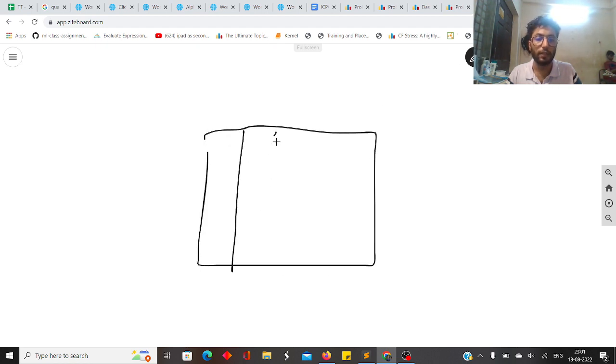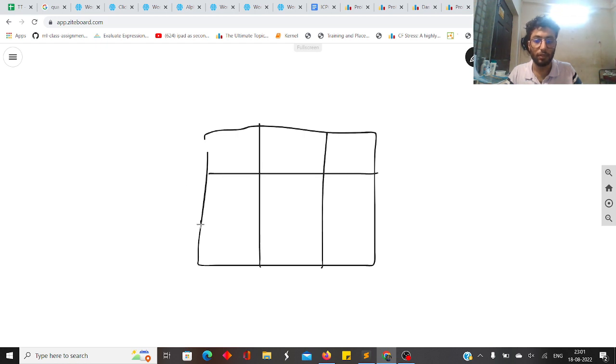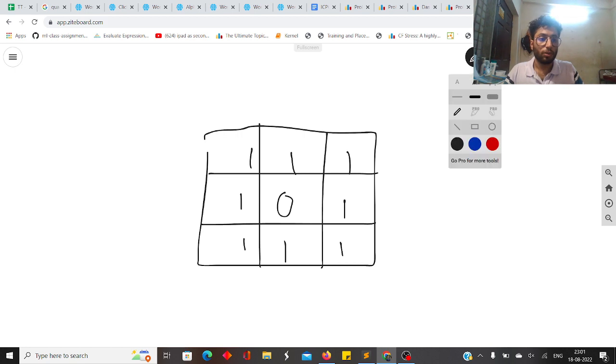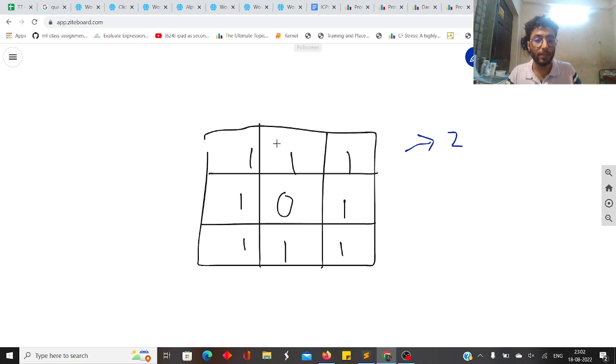Let me try a simple case. Let me say there was only one 0 present in the matrix. So let's say this element is 0 and the rest of the elements are 1. No matter how I start, there is no way in which in the first operation I lose less than two ones, because no matter what L-shaped element I take, there can be at most one 0 present in it, as I only have one zero surrounded by ones.